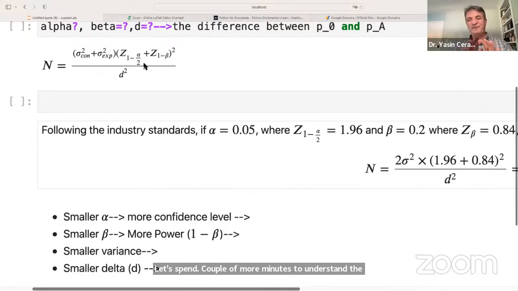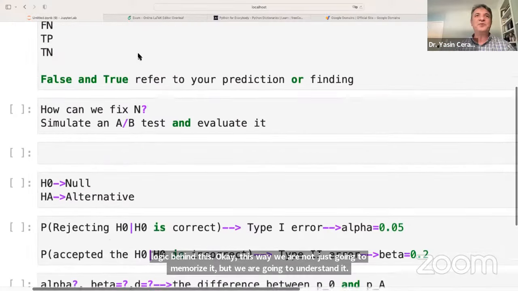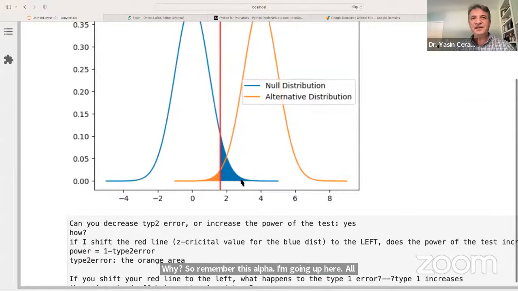Now, let's spend a couple more minutes to understand the logic behind this. This way, we are not just going to memorize it, but we are going to understand it. Why? So remember this alpha. Alpha is representing this area. You see this area representing this. What is this area? This is the area where I'm going to make a type 1 error.